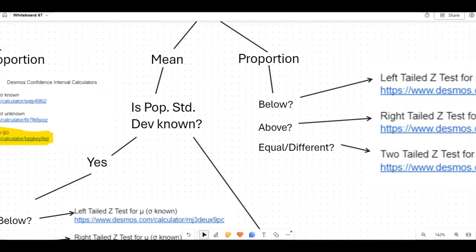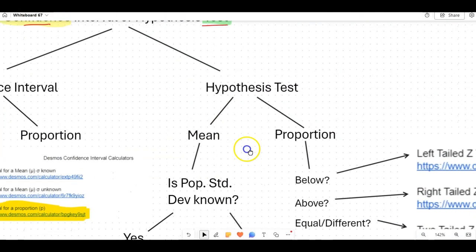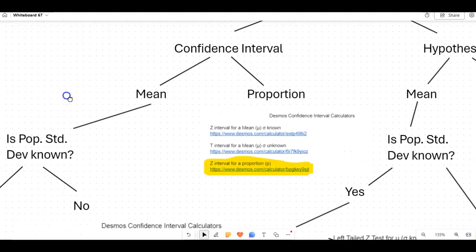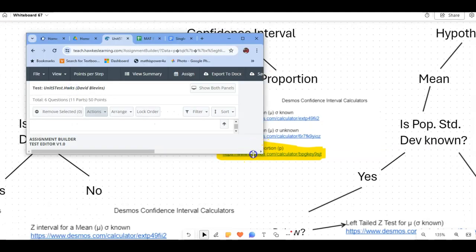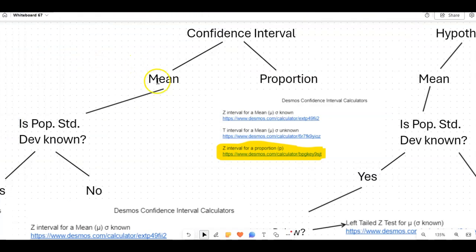All right, let's look at some problems and see if we can tell which of the calculators we need. Here's a question that says a professor wants to estimate how many hours per week her students study. A random sample of this many students had a mean of this many hours per week. Construct a 95% confidence interval. So right there, confidence interval. I know that I am over on this side of the hierarchy. If you look at the wording of the problem, for the mean number of hours, I know I'm doing a confidence interval about a mean.